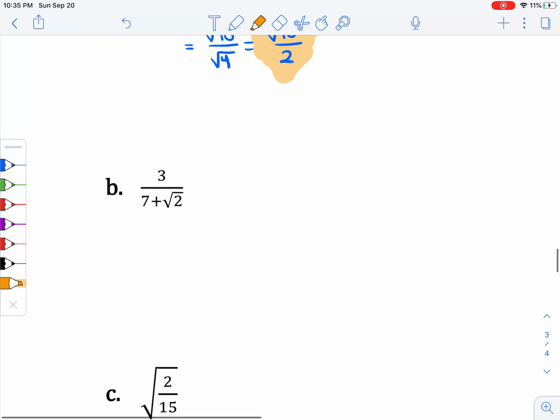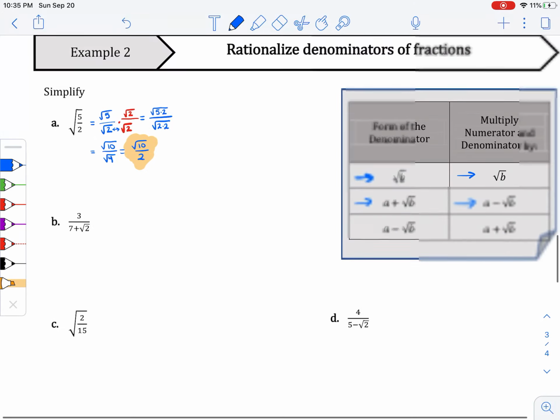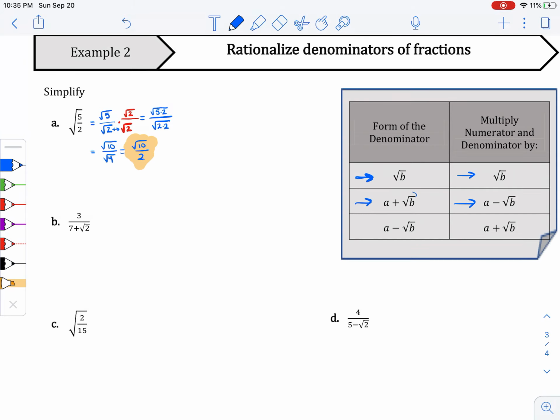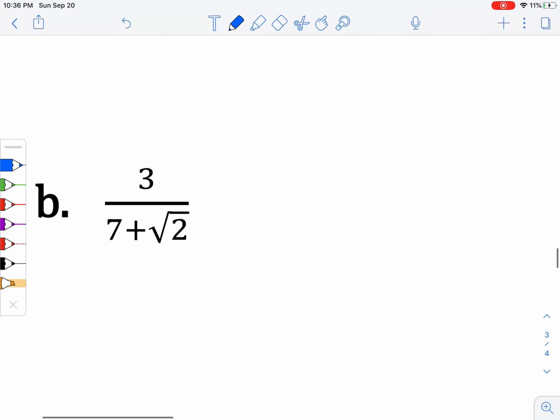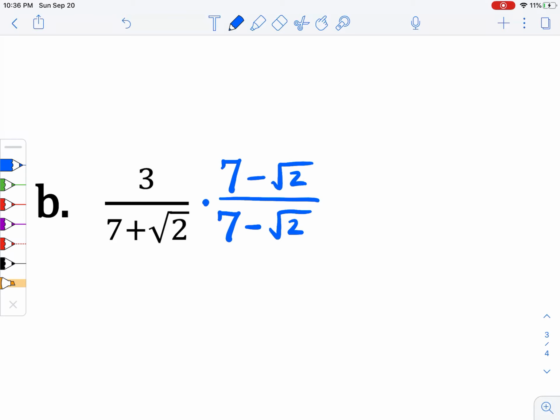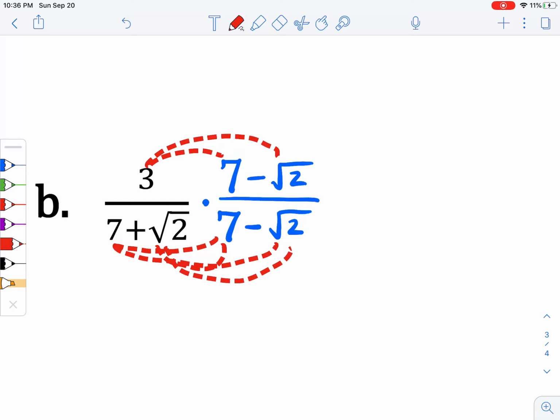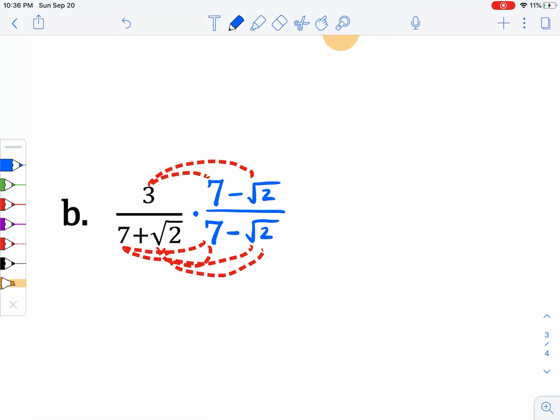If we look at part B, this one's a little more complicated. Now we're in this second row. Our form here is a plus square root of b, which means we're going to multiply by a minus square root of b. So what that looks like is it would be 7 minus the square root of 2 over 7 minus square root of 2. When you multiply these, make sure you multiply all the way through. And this bottom part, I'm going to multiply all the way through this one time, but you're going to see that you'll have some things that will always cancel out.